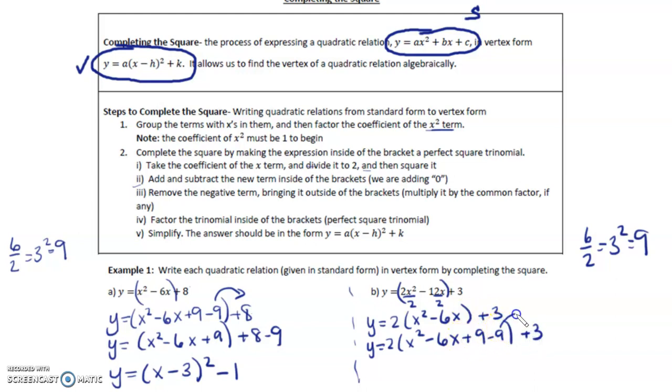Okay, let's bring out this negative 9. When we bring out the negative 9, because it was inside the bracket, the factor of 2 applies to it. So we multiply it by 2, and we get 2(x squared minus 6x plus 9), and then we get negative 18 plus 3. And now we can go ahead and factor the trinomial, (x minus 3) squared, and then adding negative 18 plus 3, I get negative 15. Okay, and this is how we write a quadratic relation given in standard form in vertex form by completing the square.